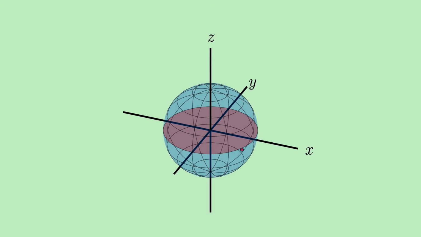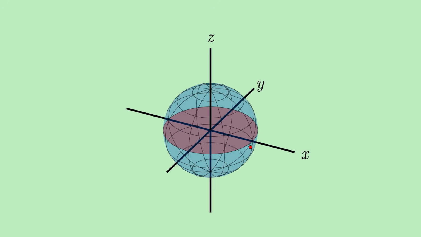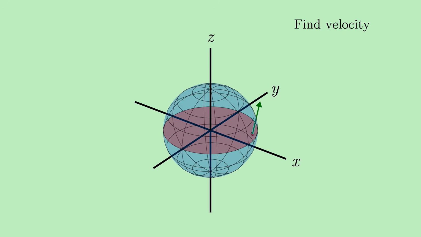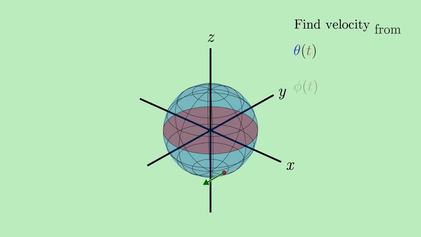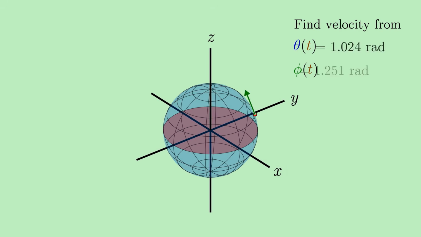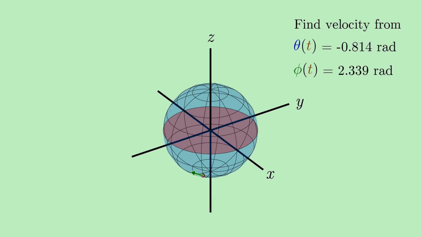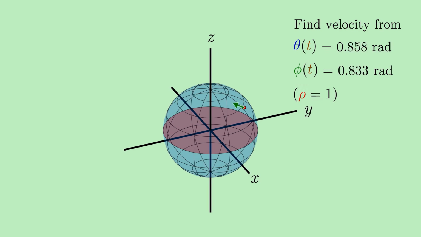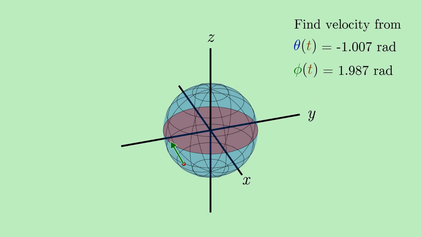Let's say we have a moving point on the surface of a sphere, and we want to calculate its velocity vector at any moment in time, so both its speed and direction, given only two functions, theta of t and phi of t, that represent the point's spherical coordinates at time t. Here we'll take the radius to just be the constant 1. You can see how this might be tricky to think about.